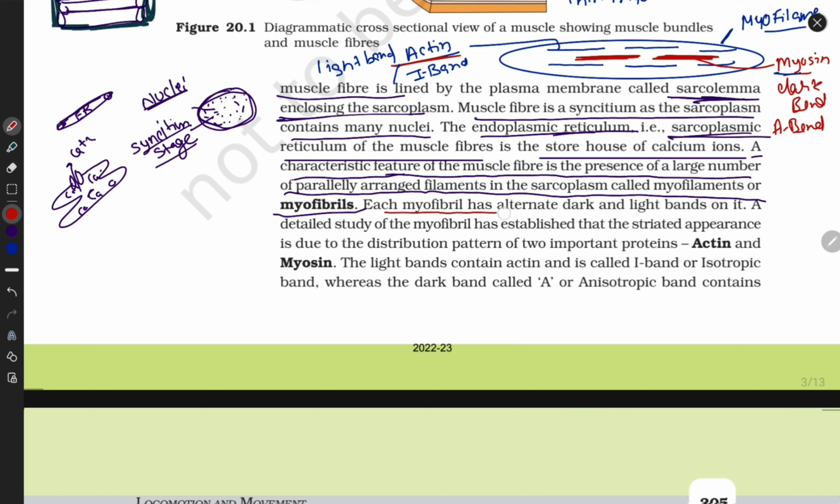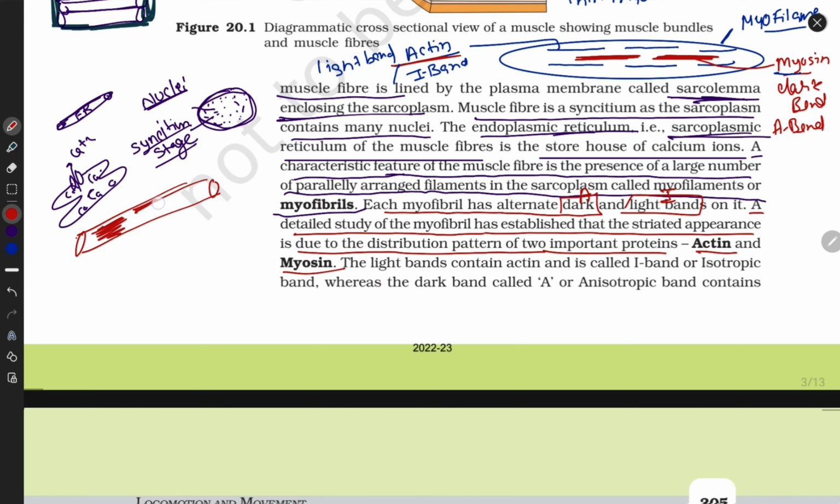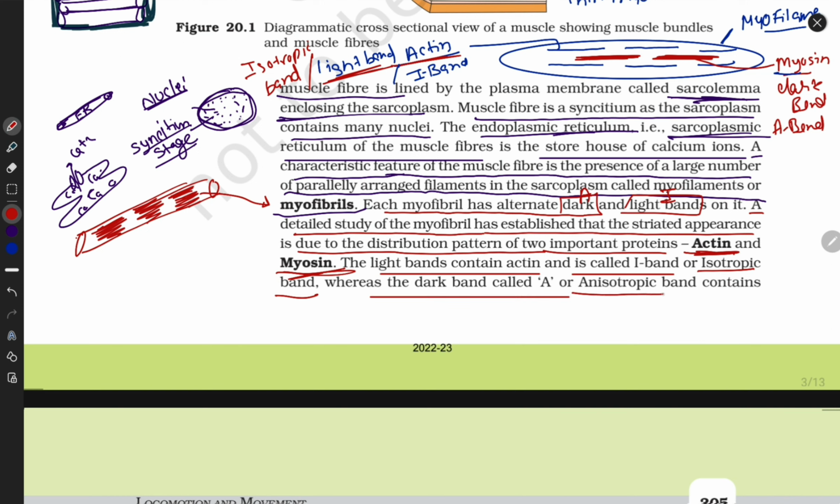Each myofibril has alternate dark and light bands. We can call them A band and I band. A detailed study of myofibril has established that the striated appearance is due to the distribution pattern of two important proteins, actin and myosin. We know that skeletal muscles look like this, and this is because of myofibril, myofilament, because of actin and myosin, because of how they are arranged. Light band contains actin. It is called I band or isotropic band. The dark band is called A band and also called anisotropic band. Here is actin, light band, I band, isotropic. So this term is clear.